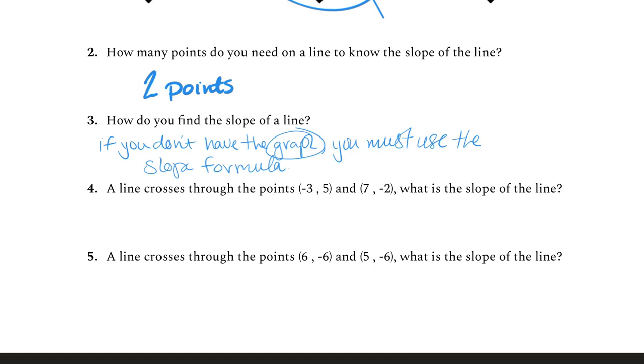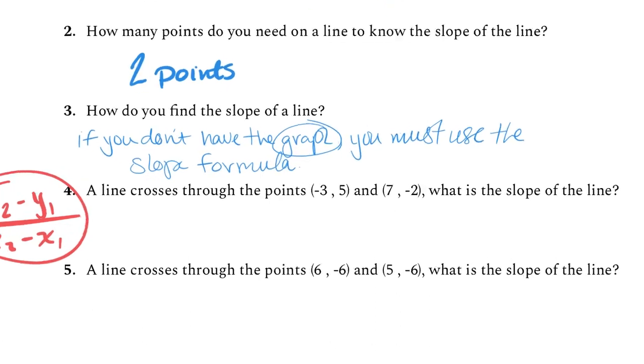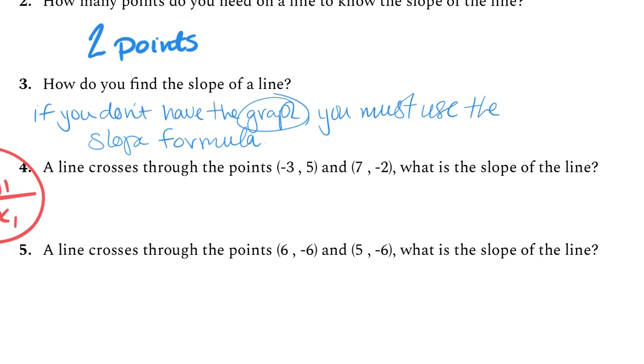Now, let's see if we remember it. Well, the slope formula is written as y2 minus y1 over x2 minus x1. Okay, really important to remember that, so let's commit that to memory. Now, this is what I mean by not being able to see the line.